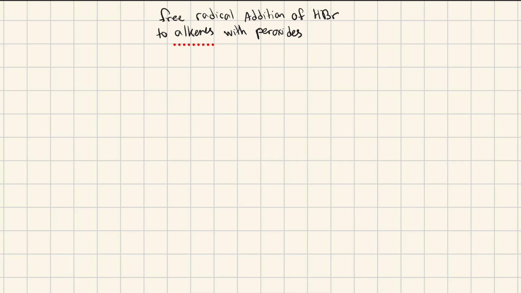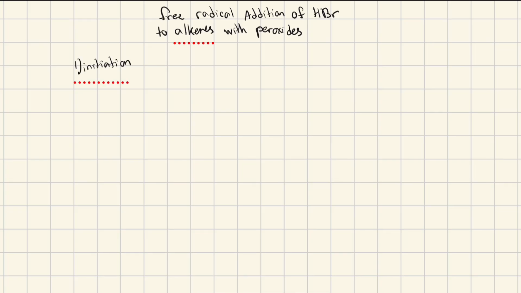But the thing is, this initiation is going to have two steps. The first thing we're going to see is what you would typically see for an initiation step. We're going to have our peroxide, and with heat or light, we're going to have a homolytic cleavage and form two radicals. So we need heat here, and then we're going to get our two radicals here.